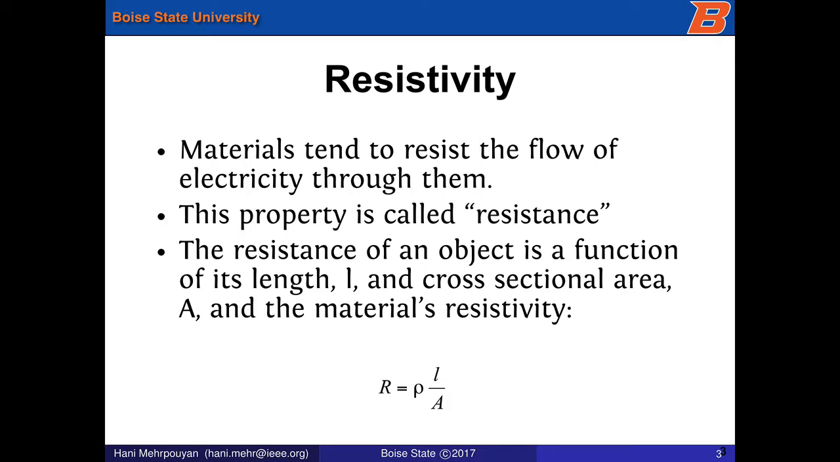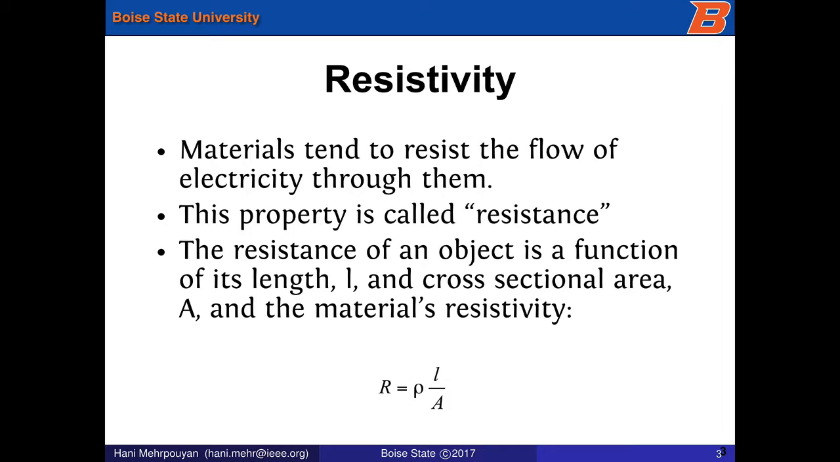Now, the resistance of an object is related to a number of parameters. One is the length of an object. If you have a wire, the longer you make that wire, the higher the resistance of that wire. The cross-sectional area of the wire makes a big difference also. So the thicker a wire, the lower its resistance.